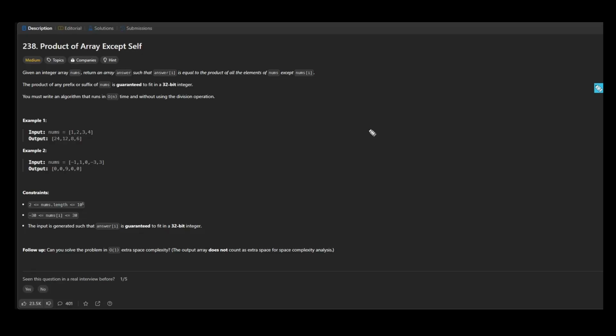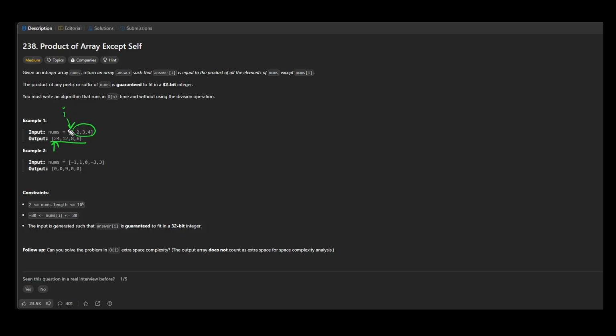Hey everybody, we are looking at this problem, product of array except self. Given an integer array nums, return an array answer such that answer[i] is equal to the product of all the elements of nums except nums[i]. For example, if nums is equal to this, then we are supposed to return an answer where every element is a product of every other element except the element at that particular index.